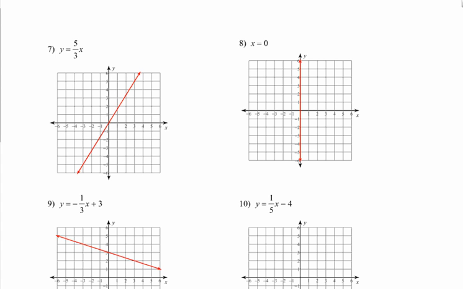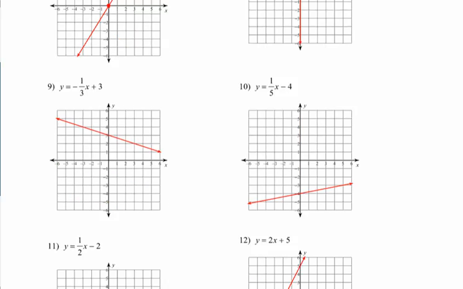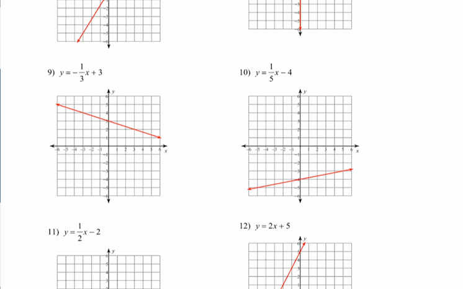Number 7 has no y-intercept, or the y-intercept is 0 because there's a little plus 0 added onto the end. But if you add 0 to something, nothing happens. So the y-intercept is the origin. Then you rise 5, run 3. There's our second point. X equals 0 is a vertical line through the origin. 9 has a y-intercept of 3, a slope of negative 1/3, so we're going down 1, running 3. 10 has a y-intercept of negative 4, a slope of 1/5, so you rise 1, run 5.